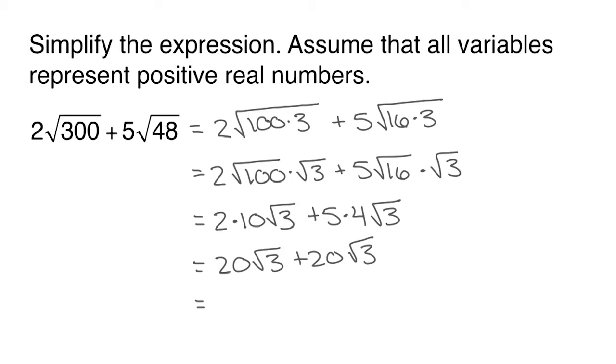Now we can add by combining like radicals. Using the distributive property, we have 20 plus 20 all times the square root of 3, which simplifies to 40 times the square root of 3.